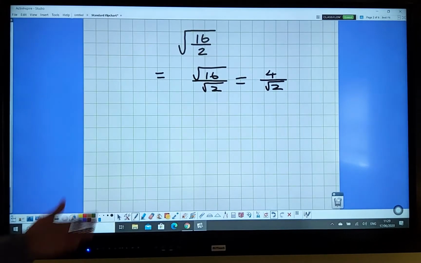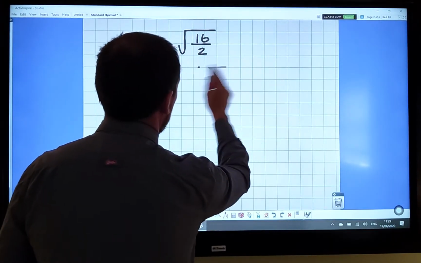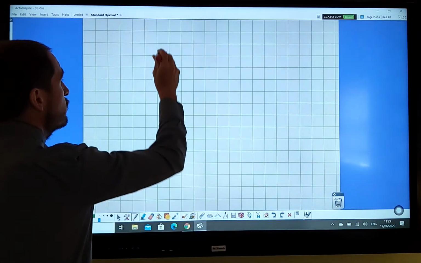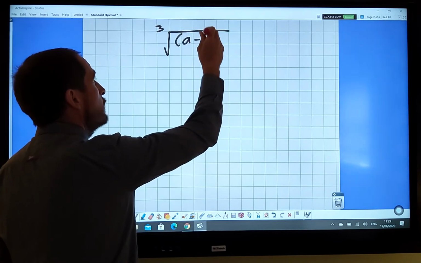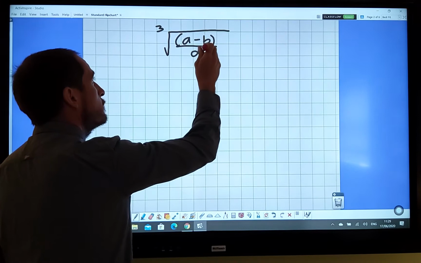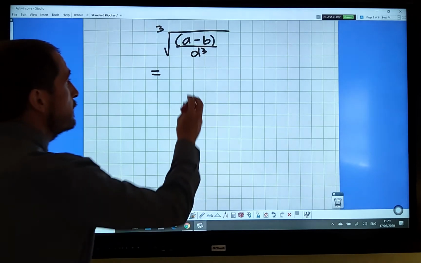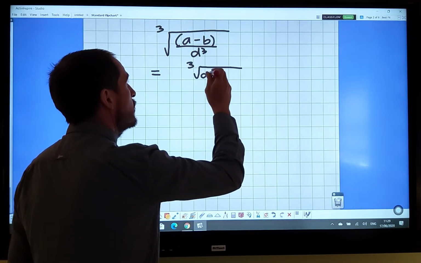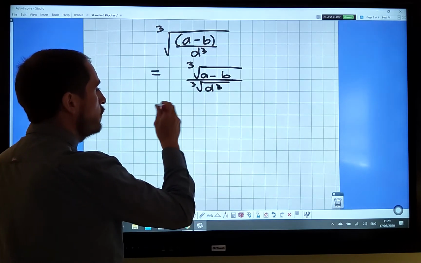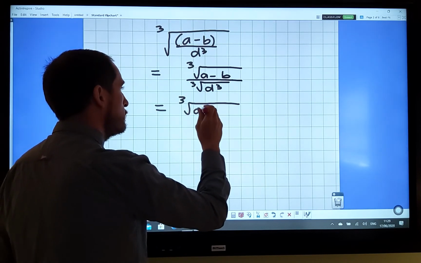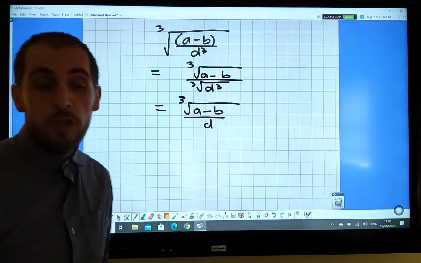So in effect then, if you're doing this with letters, say, for example, if you look at the last question or other questions you might have experienced with your homework. Say you had to get the cube root of a minus b all over d cubed. Well, we simplify this a little bit more by doing the cube root of a minus b all over the cube root of d cubed, and the cube root of d cubed is equal to d. And that's why we do that, just simplifying that a little bit more.